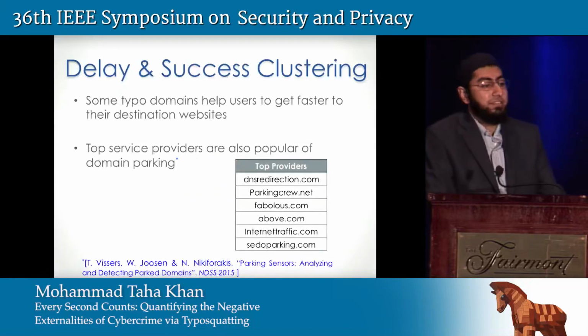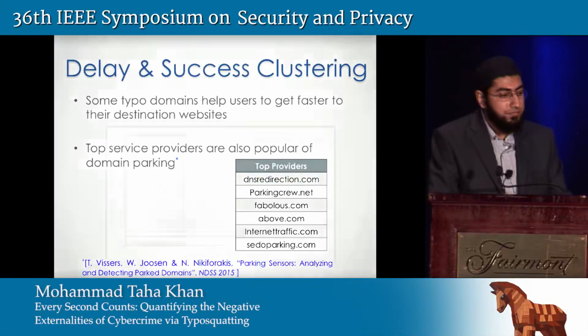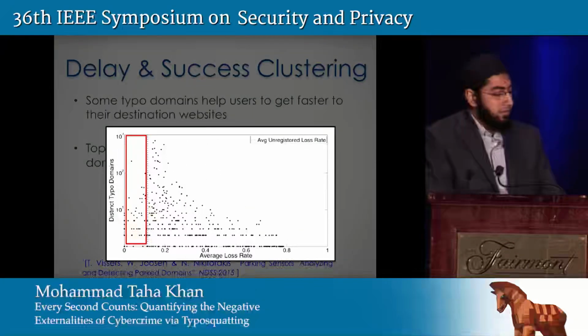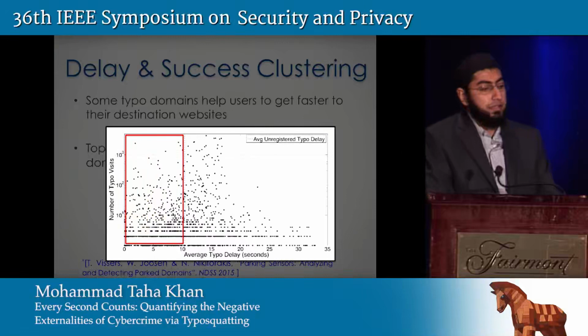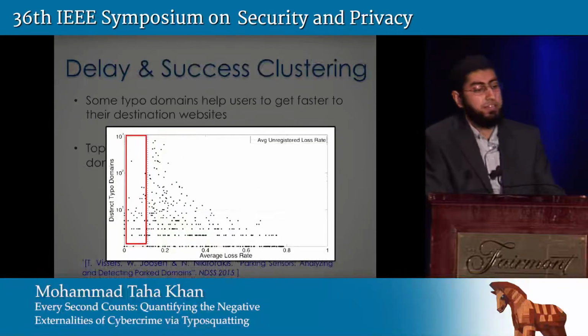We also perform delay and success clustering on the target domains, on the typo domains with their respective DNS providers. And we see that for delay clustering, a certain number of DNS providers are actually helping users get to their intended domain faster because they have a lower delay than the average unregistered typo delay. We also see similar trends for success clustering, where some of the DNS providers actually have lower loss rates than an unregistered domain loss rate that was evaluated from the data set.